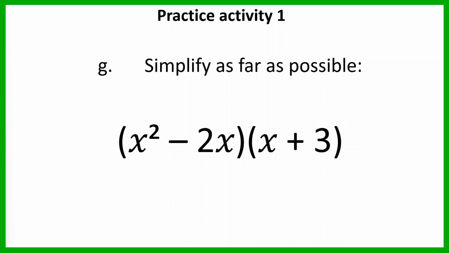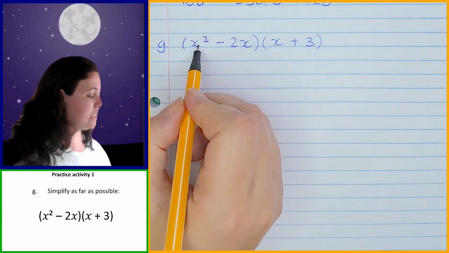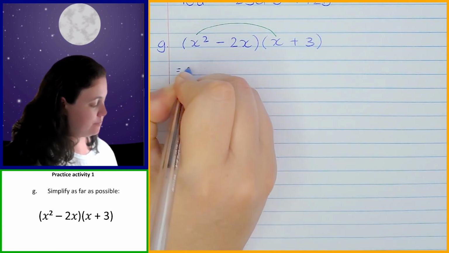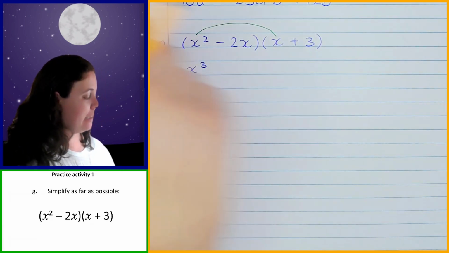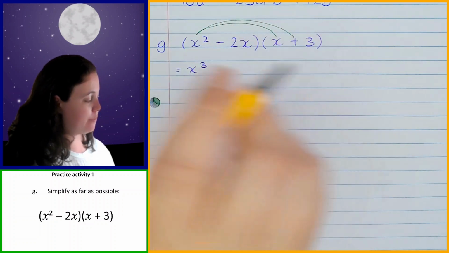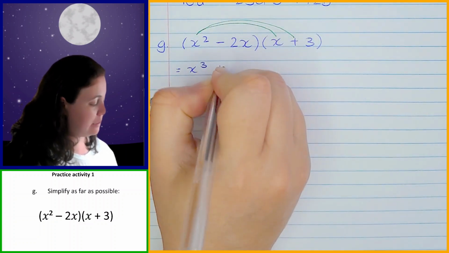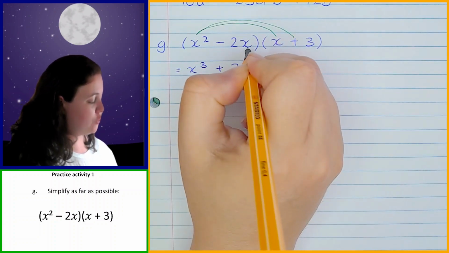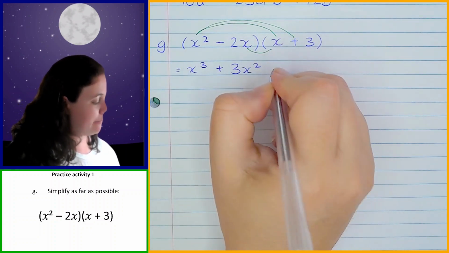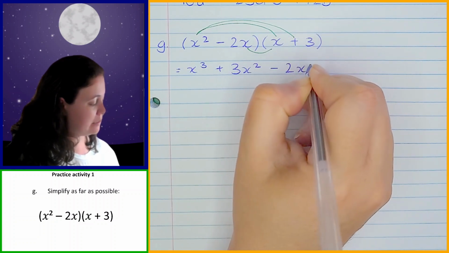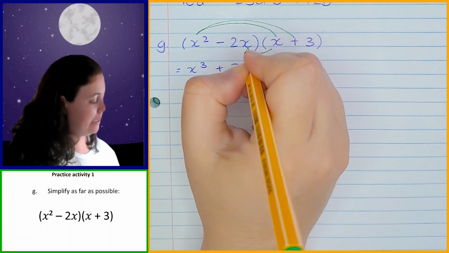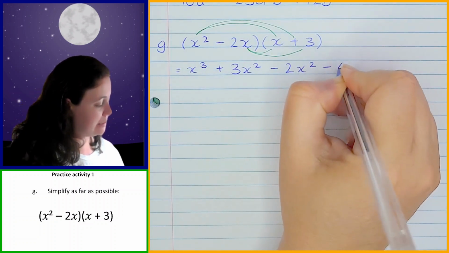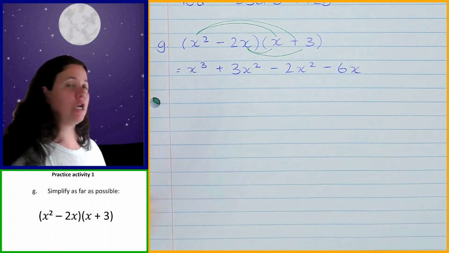Okay, so let's go through that question quickly. So we've got x squared times x first. That gives us x cubed. Then x squared times positive 3 is plus 3x squared. Then I've got negative 2x times x. That's minus 2x squared. And then negative 2x times positive 3 is minus 6x. Okay, so now we've done our multiplication.